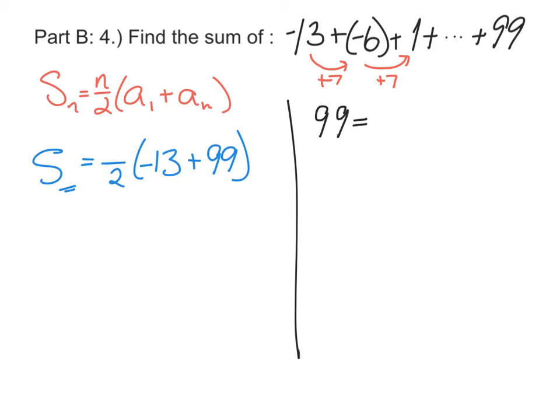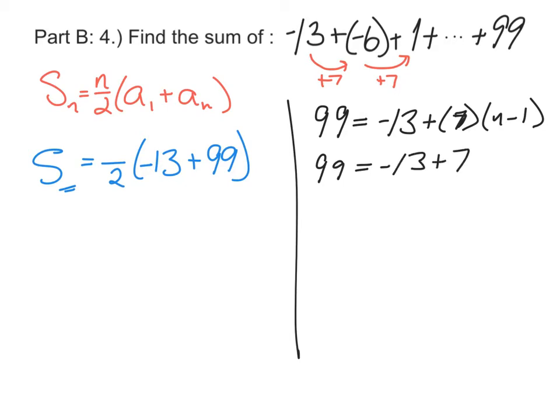How do we make it? We're going to make 99 by starting with our first term, negative 13, and adding the common difference n minus 1 times. We do know that the common difference is 7. We already said that we're going to add 7 to each term. So let's start solving. I got 99 is equal to negative 13 plus, distributing the 7, we get 7n minus 7. So that means 7n minus 20 is equal to 99.